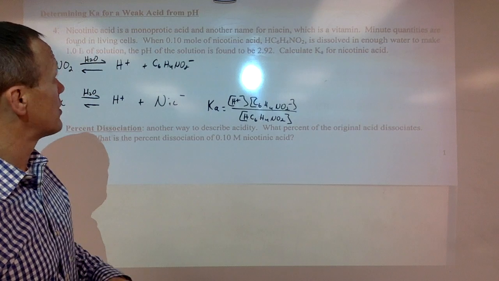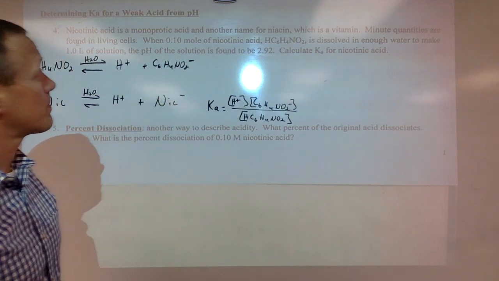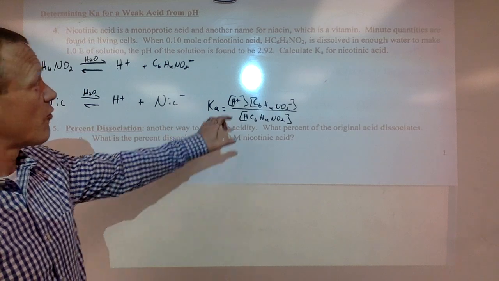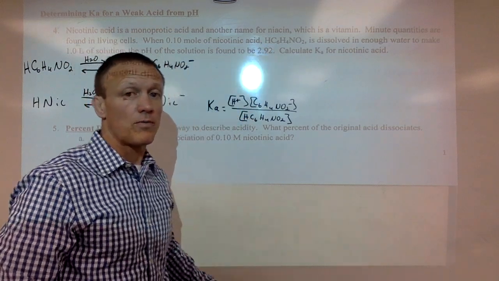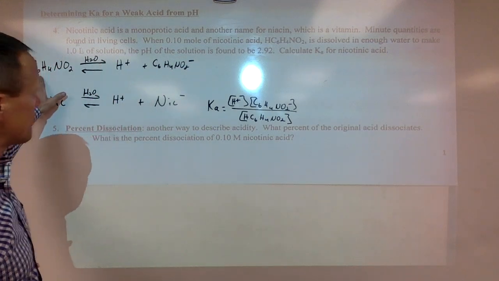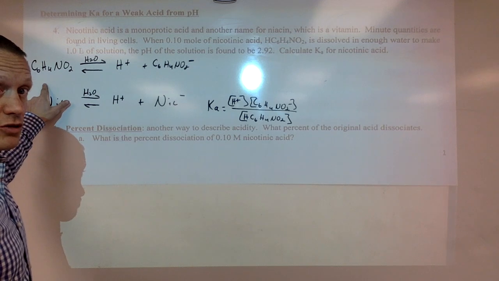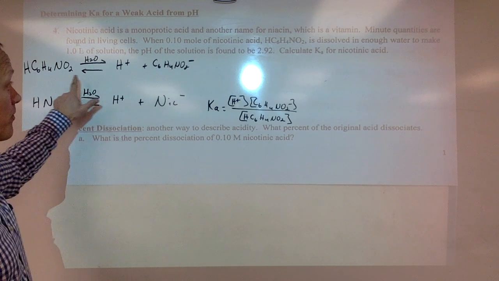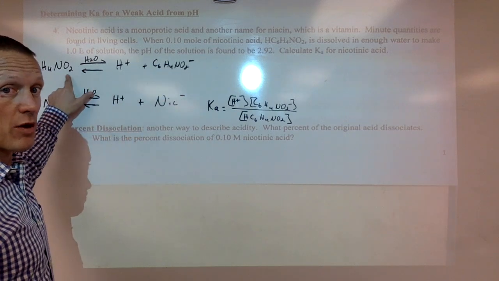Your first problem here has to do with an acid called nicotinic acid. And the formula of nicotinic acid is right there. So here's a dissociation of that weak acid. Again, it's a two-sided arrow, meaning not very many of these molecules dissociate. A majority of them stay together as a molecule. Equals H plus, the conjugate base of that weak acid.